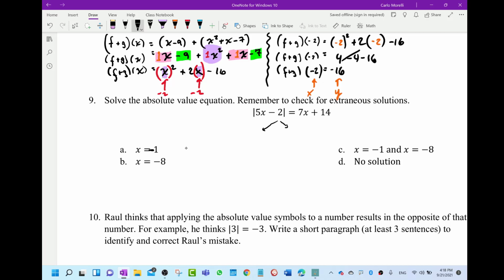Branch that tree. So we're going to have two equations. What I like to tell people is just write 5x, drop the absolute value bars, write 5x minus 2 equals. And then over here, 5x minus 2 equals. Now, remember, we don't know whether x was positive or negative, so you need to consider two different options for 7x plus 14.